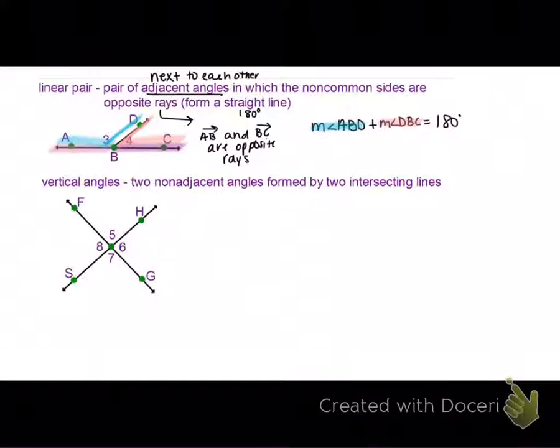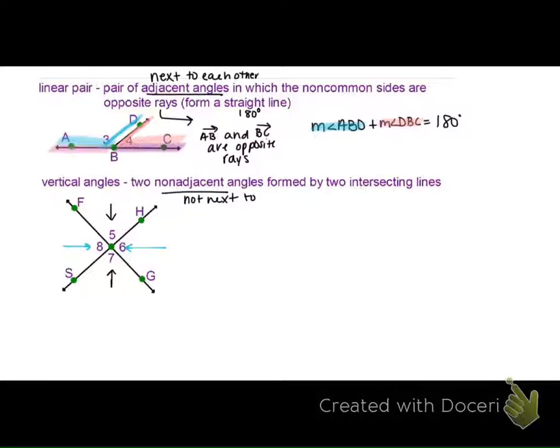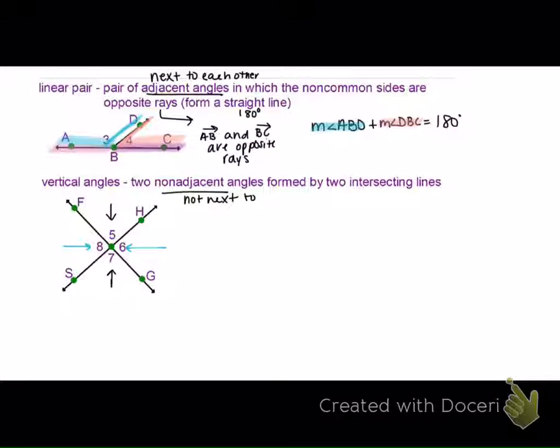All right. Vertical angles are two non-adjacent angles, so they cannot be next to each other, formed by two intersecting lines. So vertical angles make an X. Vertical angles are across from each other. So like 5 and 7 are vertical angles because they are across from each other, not next to each other. And 8 and 6 are vertical angles because they're across from each other.